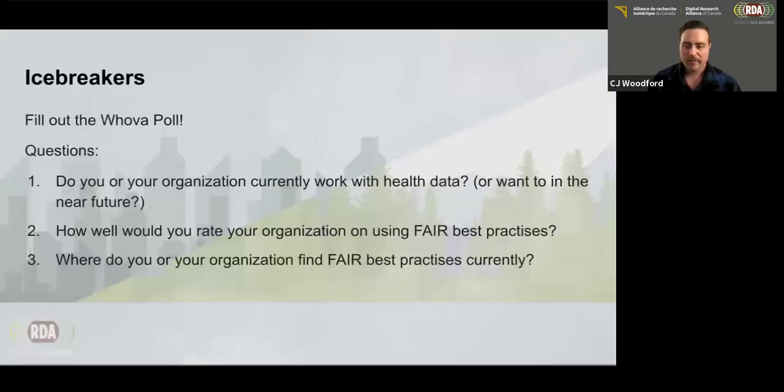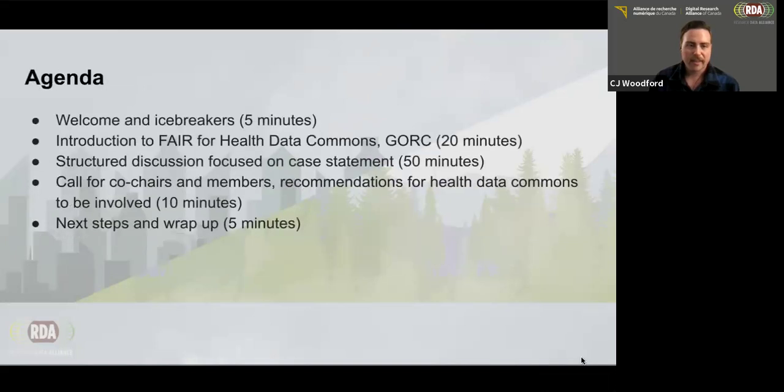So those are icebreakers. So thank you for participating in that. And so we've done our icebreakers. Great job, everybody. What we're going to do now is Lauren will introduce FAIR for Health Data Commons. I'll talk a little bit about the Global Open Research Commons International Model, or GORC.